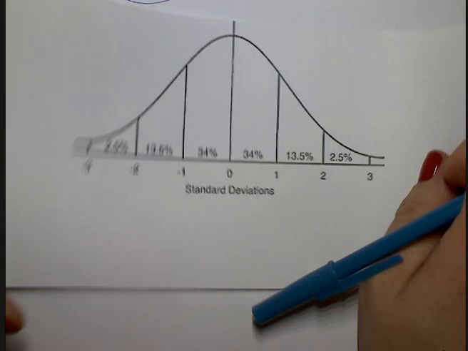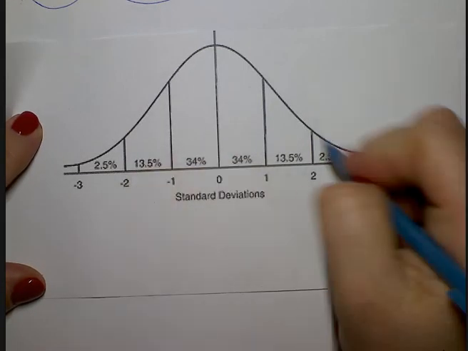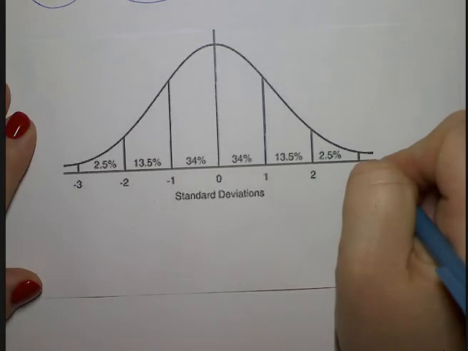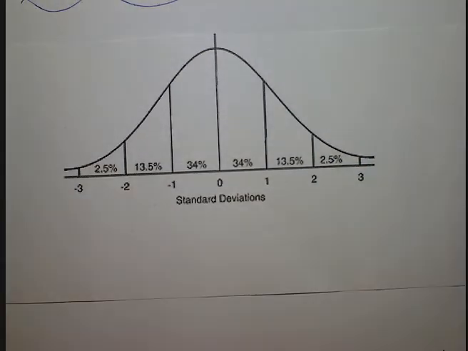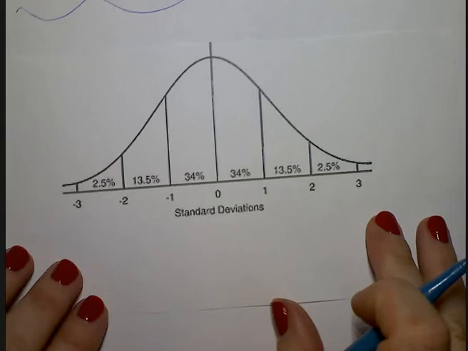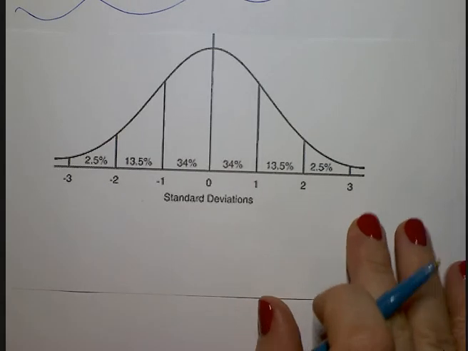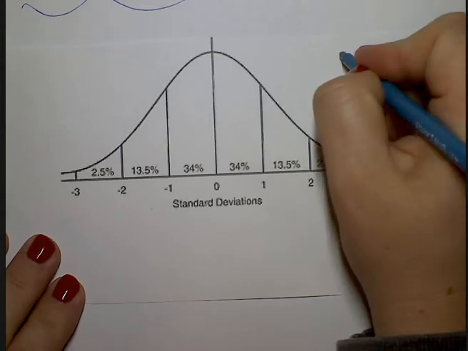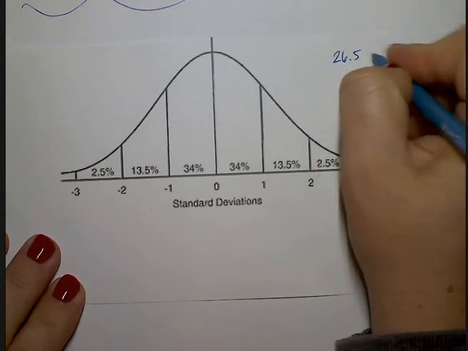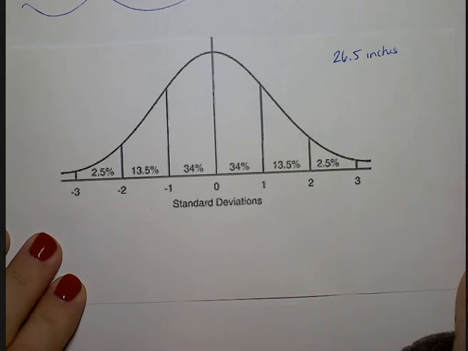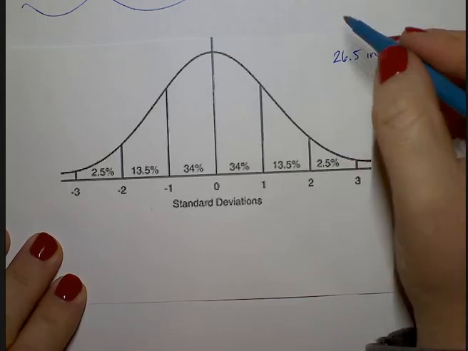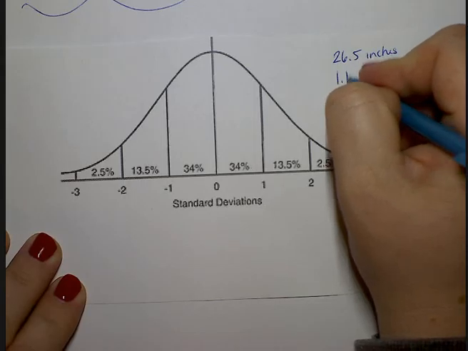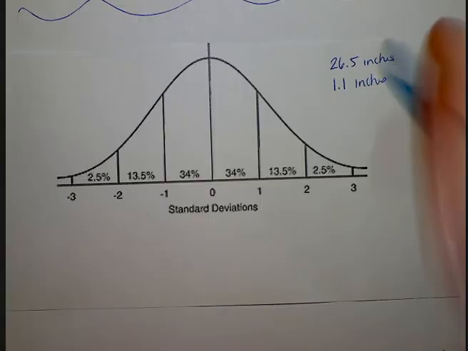Okay, so here's your problem. Again, you're going to change your percentages. I got these online. This is a 2.35 and a 0.15. I'm making this up. I'm going to say at 1 year old in the United States, the average one-year-old boy has a height of 26.5 inches, and the standard deviation for height is 1.1 inches. Draw your graph.